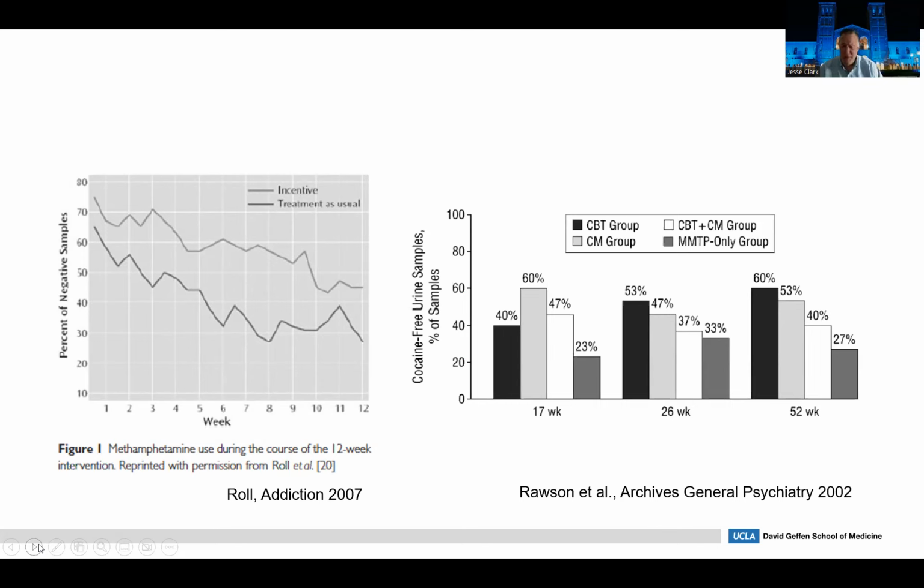And then Rick Ross's paper from 2002, comparing contingency management with cognitive behavioral therapy, or contingency management and cognitive behavioral therapy together. And you see that contingency management, either alone or with CBT, shows consistent benefits in reducing methamphetamine use in this population. Next slide.